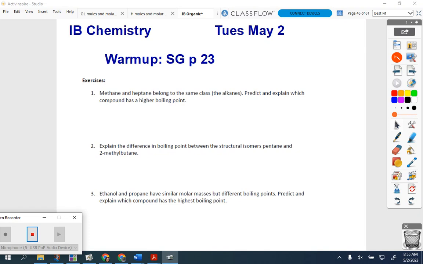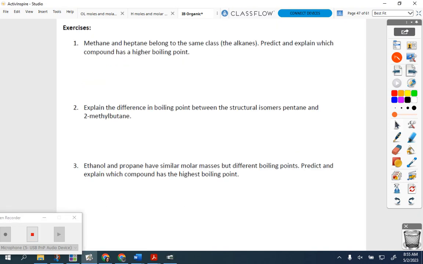All right, so who can give me an answer to exercise number 1, methane versus heptane? Leia. Okay, yeah. When we are talking about things that are structurally the same, we're just talking about a 1 carbon versus a 7 carbon chain. There's no functional groups. The higher molar mass is going to have the higher boiling point, okay? Why does having a higher molar mass or having a bigger chain give you a higher boiling point?